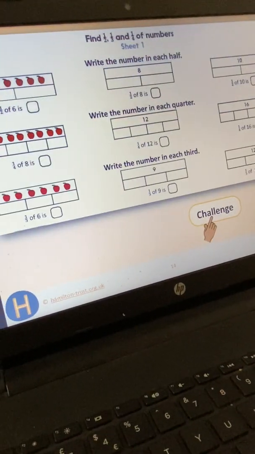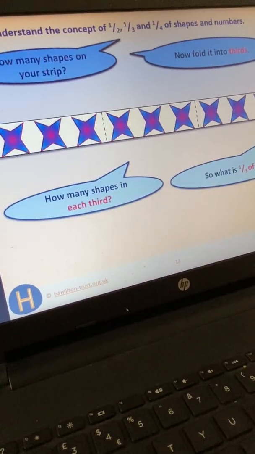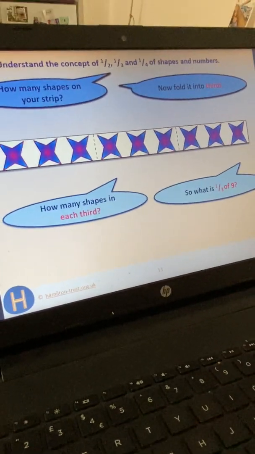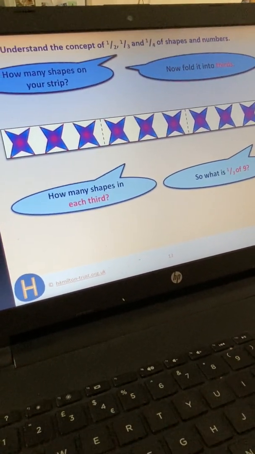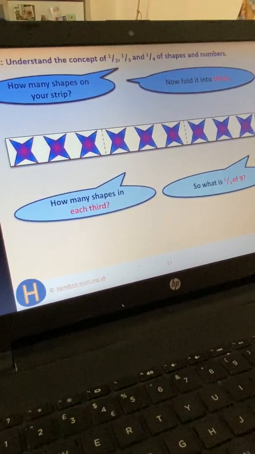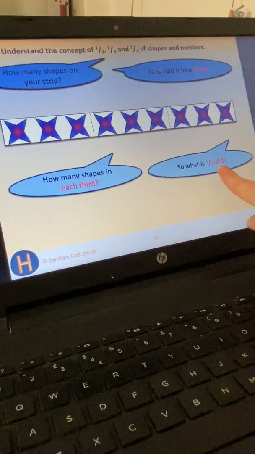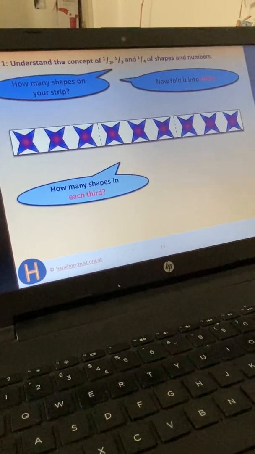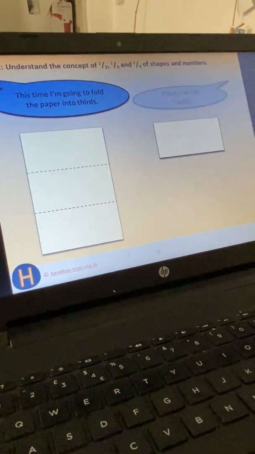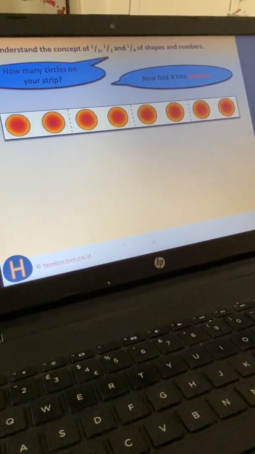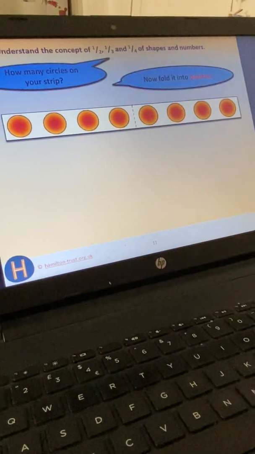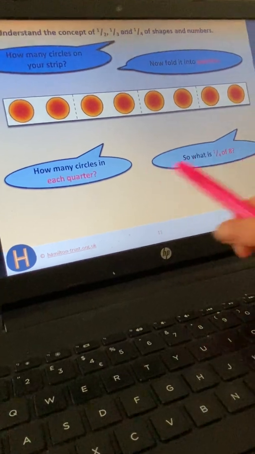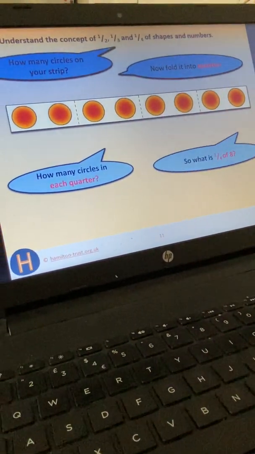But this is what we're looking at with fractions. Now what I also want you to notice is think about your times tables and your division. How does knowing your times tables fit into these fractions? Okay, so 1/3 of 9. 3, 6, 9. Think about it. If we go back to a quarter. How many circles in each quarter? A quarter of 8. 2, 4, 6, 8.